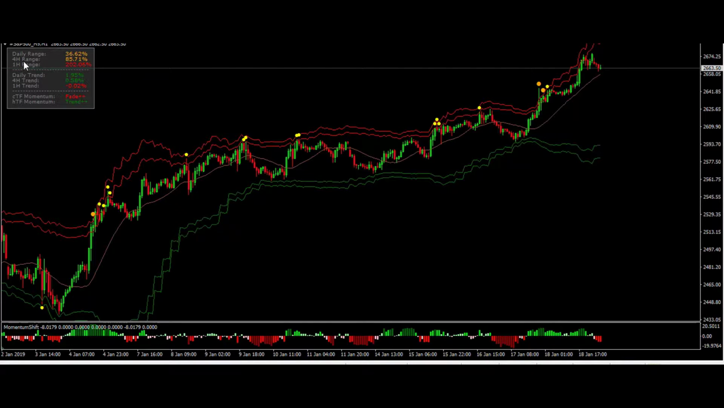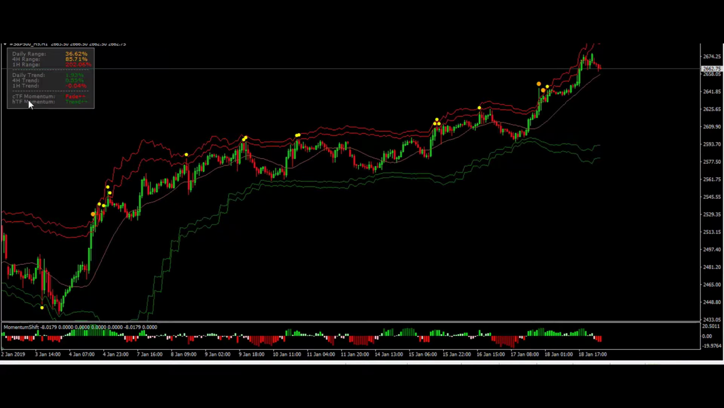So as I look at the first section here, we have the daily, the 4-hour, and the 1-hour range. The daily range, for example, at 36.62% tells me that the market on average moves 36.62% compared to the previous day's close on any given typical trading day. The second section indicates the trend on the daily, the 4-hour, and the 1-hour. The daily trend at plus 1.95% basically implies that the market is currently trading, as of right now, 1.94% higher relative to the close on the previous day.